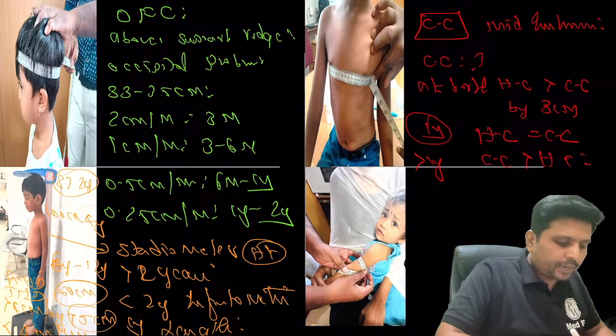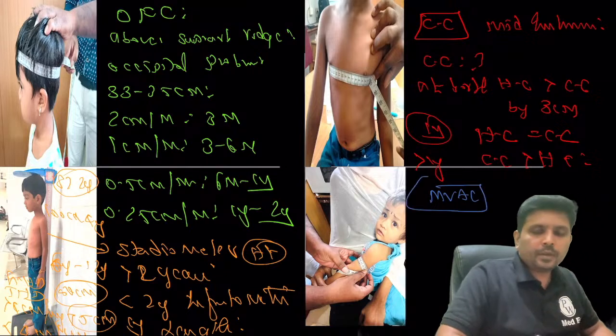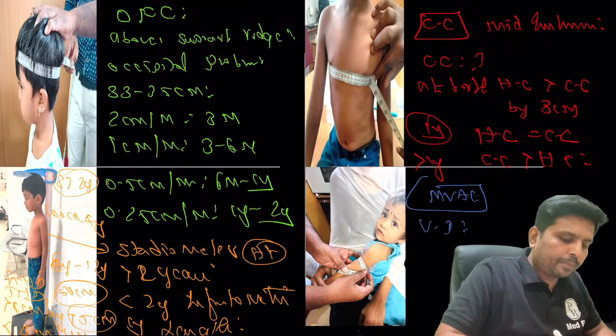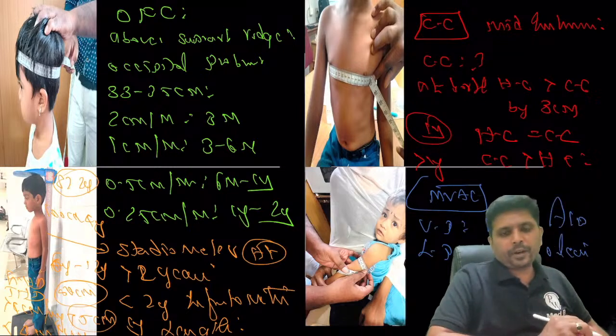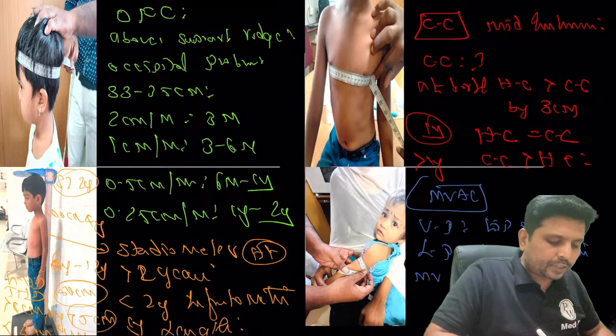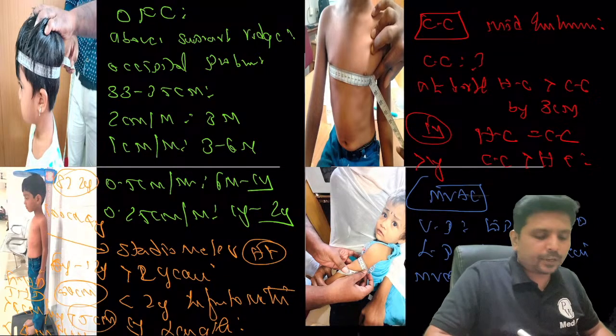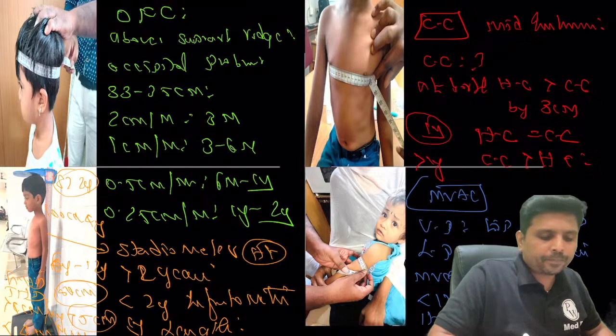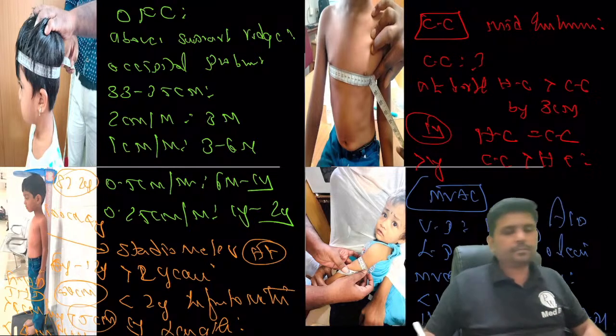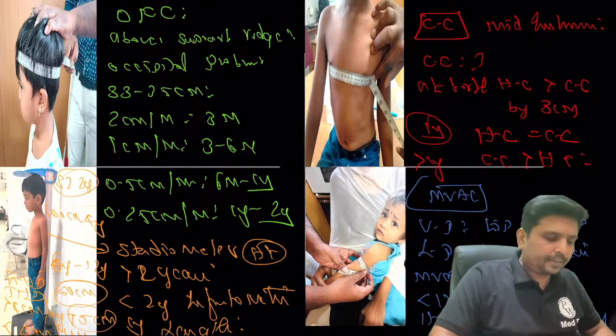Then, what is this? Mid upper arm circumference. Upper point is tip of acromion, lower point is tip of olecranon. If you take the midpoint, more than 12.5 centimeter is normal, less than 11.5 centimeter is SAM, and 11.5 to 12.5 centimeter is moderate acute malnutrition.